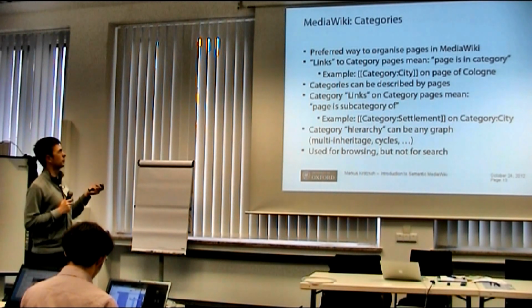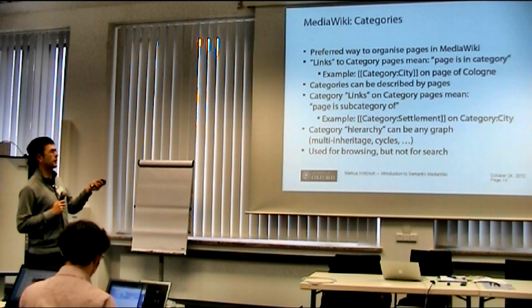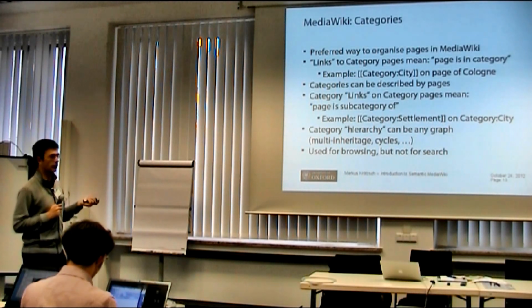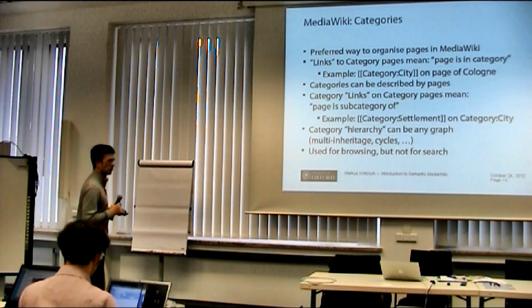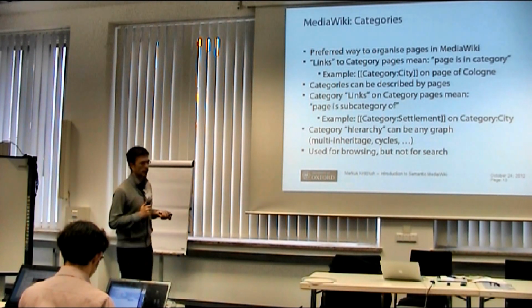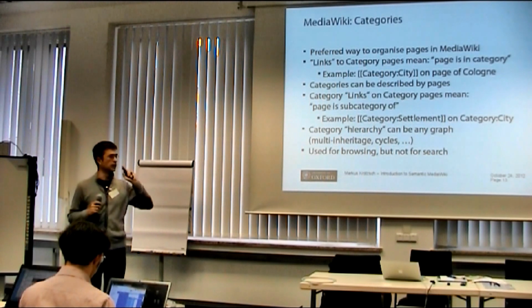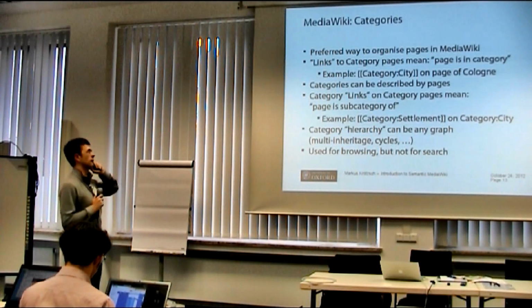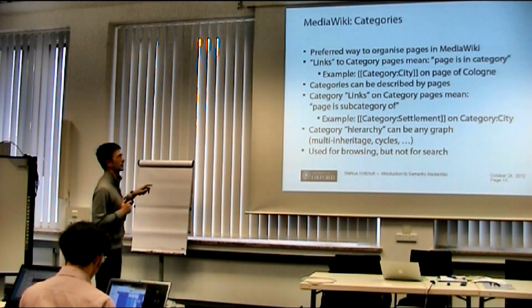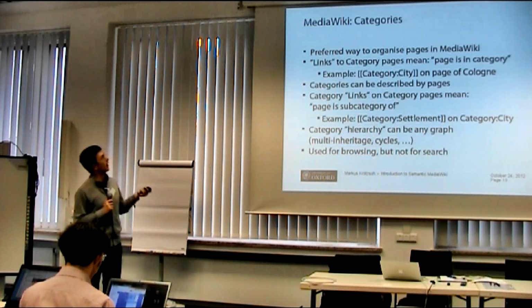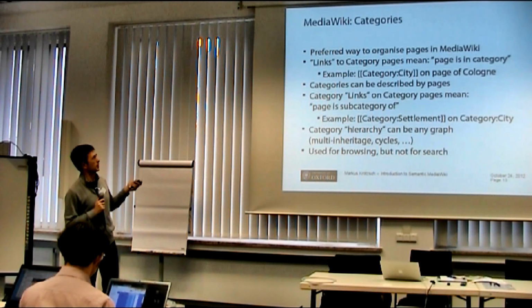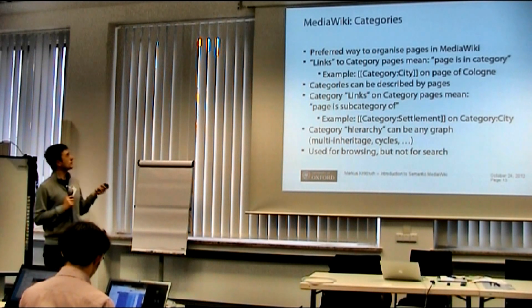So one reason why this is not so great is that in the end it doesn't matter where in the article you put this link, it will always have the same meaning. But if you don't put it at the bottom, it can be very confusing because it's hard to find out where this link was actually put. And it would be much nicer, obviously, if you could just directly edit it, and there are some extensions doing that already. Maybe this is going to be a standard in MediaWiki at some point as well.